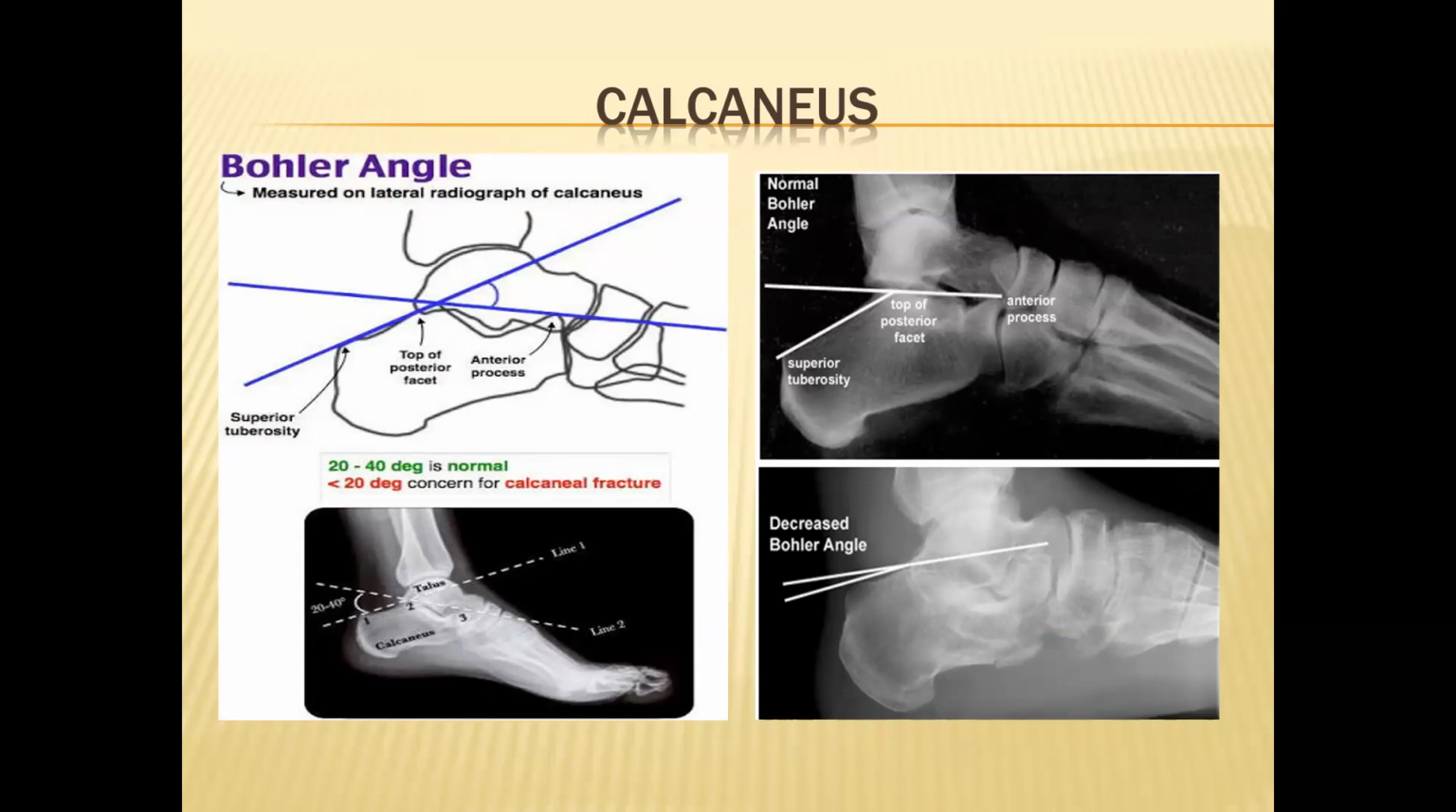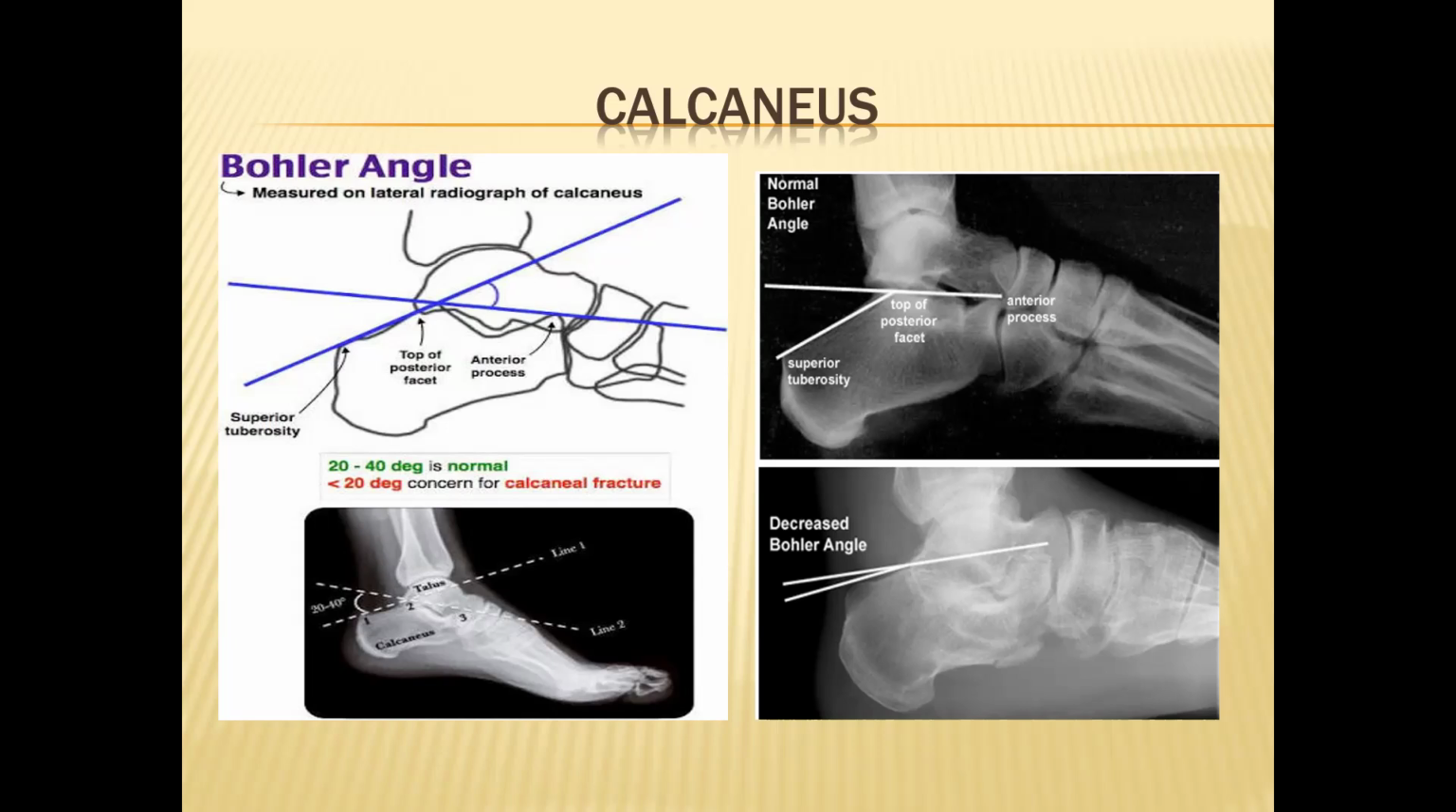To describe the calcaneus bone, there is one very important thing we will discuss, known as the Bohler angle. This is the radiological assessment of the calcaneal fracture. Bohler angle has two lines. One line starts from the superior tuberosity of the calcaneus and passes through the posterior articular facet. The second line starts from the anterior process of the calcaneus and passes through the posterior articular facet. This angle is normally between 20 to 40 degrees.